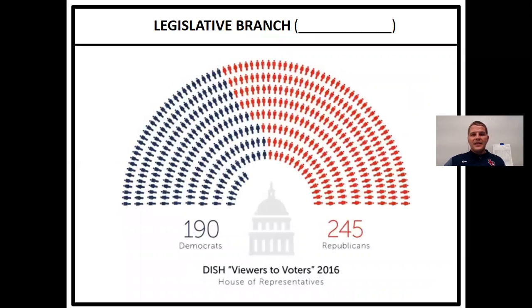Now, this is the legislative branch. This is what the House of Representatives is made of. It is currently, in 2016, the House of Representatives has 190 Democrats to 245 Republicans. And of course, the legislative branch is sometimes called Congress.